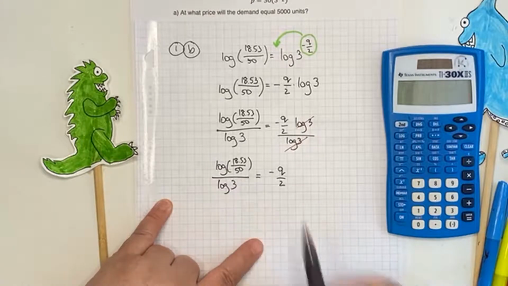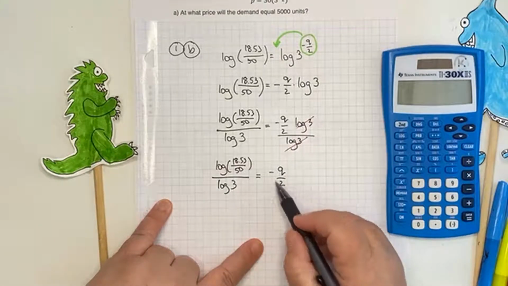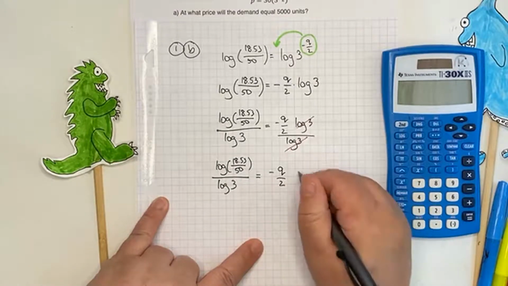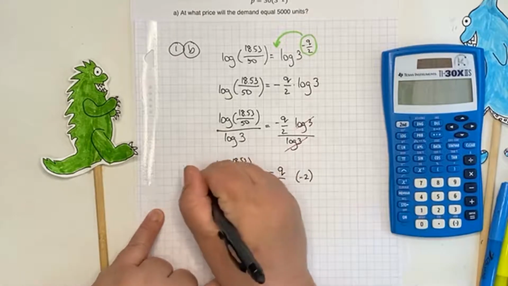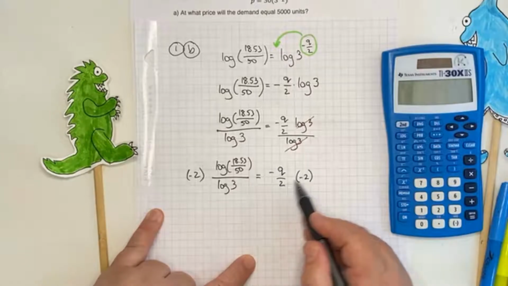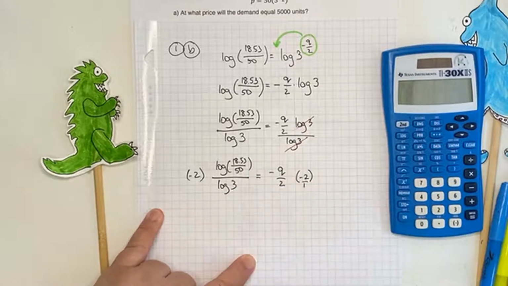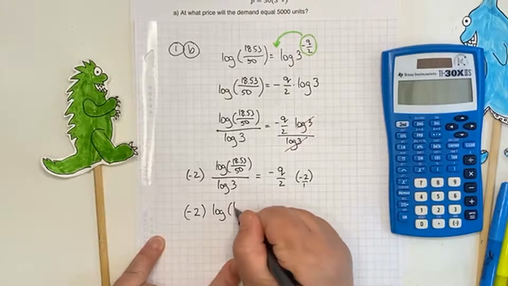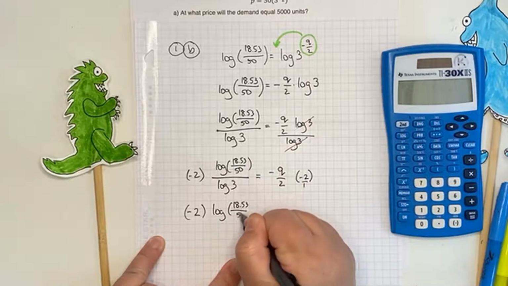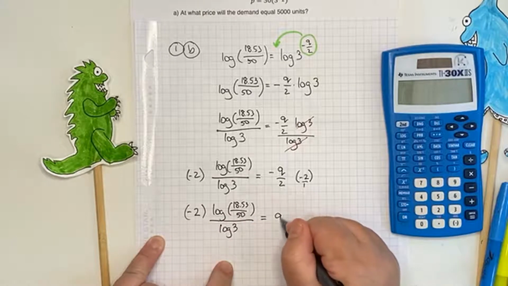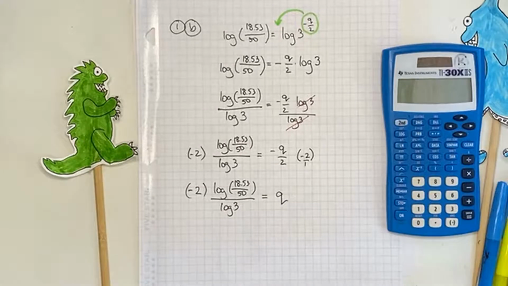I'm going to look at this and say, what I really need is to get rid of this minus and get rid of this 2. So on both sides of the equation, I'm going to multiply by -2. A -2 times a -1/2, the 2's will cancel. Another way to look at it is -2 over 1. So I've got -2 times the log of 18.53 over 50, all over the logarithm of 3, is Q.